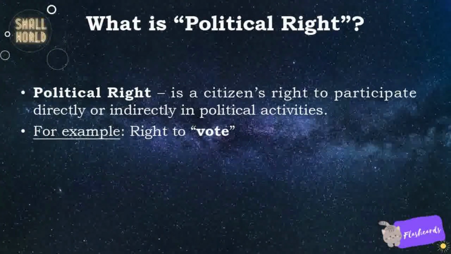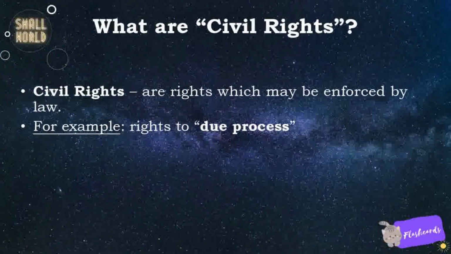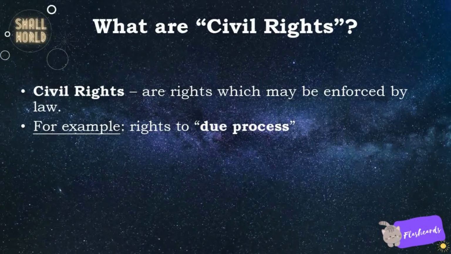What is political right? Political right is a citizen's right to participate directly or indirectly in political activities. For example, right to vote. What are civil rights? Civil rights are rights which may be enforced by law. For example, rights to due process.